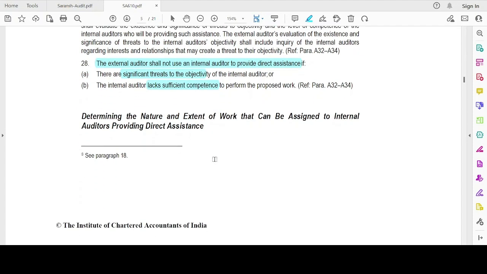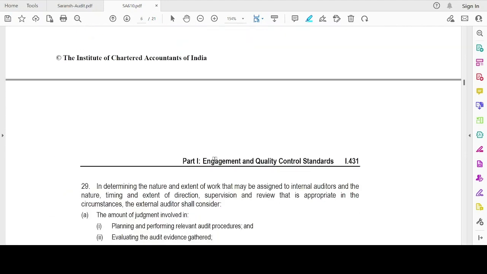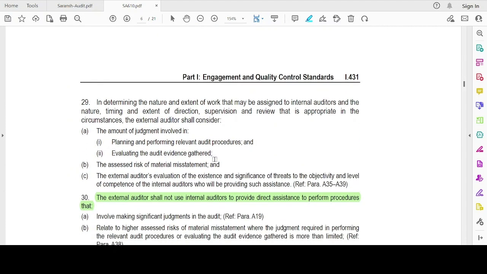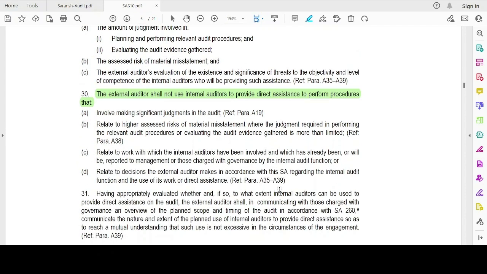What are the three points? Objectivity, competence, systematic and disciplined approach. Only these three points should strike in your mind. Again, the same: judgment involved, assess risk of material misstatement, significant threats to objectivity. The external auditor shall not use the internal auditor's work to provide direct assistance to perform procedures that involve significant judgment or a higher risk of material misstatement, which has already been seen.